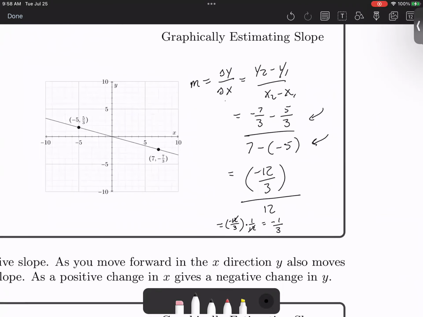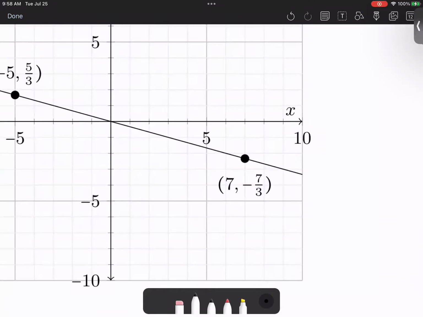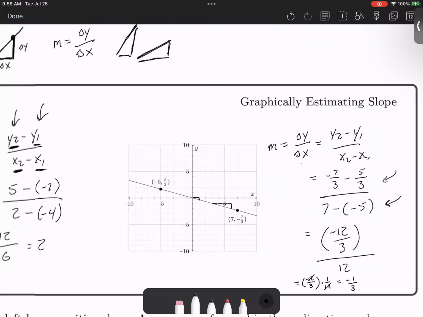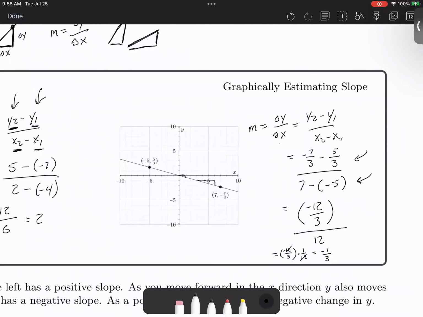So this tells me that for one movement in my x, I go down because it was a negative. I go down 1/3 of a movement. Or if I go over 3 movements in my x, oops, let me do it here. If I go 3 movements in my x, then I go down 1 movement. But the ratio is the change in y is -1 for every 3 changes in the x.